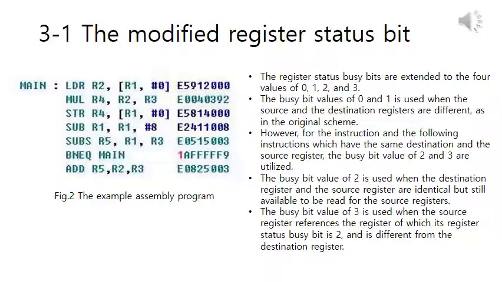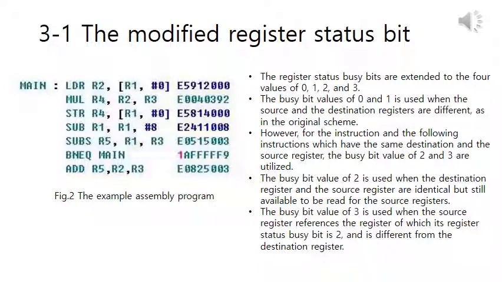The key idea of this paper is the modified register status bit. The register status bits are extended to the 4 values of 0, 1, 2, and 3. The bit values of 0 and 1 are used when the source and the destination registers are different, as in the original scheme. However, for the instruction and the following instructions which have the same destination and source register, the bit values of 2 and 3 are utilized.